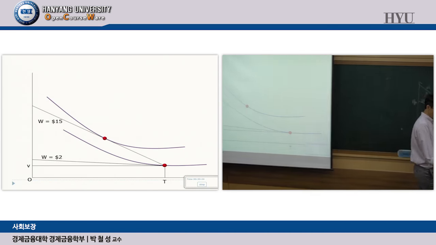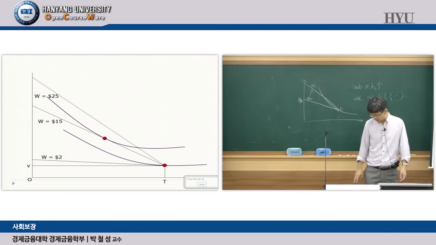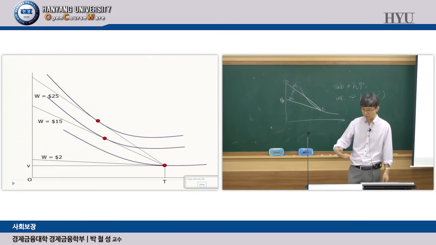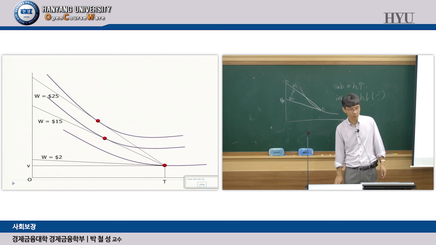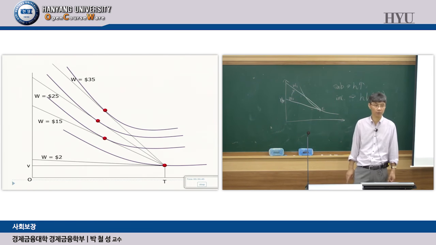So we can do this exercise for any wage rate. Say $25, and the person works more. So what effect dominates what? Substitution effect dominates income effect. Now say $35. Which effect dominates which? Income effect dominates substitution effect.